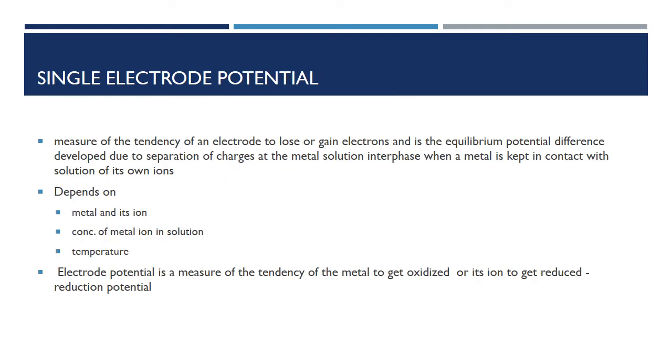Single electrode potential is a measure of the tendency of an electrode to lose or gain electrons and is the equilibrium potential difference developed due to the separation of charges at the metal-solution interface when a metal is kept in contact with a solution of its own ion. The single electrode potential depends on the metal and its ion, the concentration of the metal ion in solution, and the temperature at which the system is maintained. Electrode potential is a measure of the tendency of the metal to get oxidized or its ion to get reduced. It is also called reduction potential.